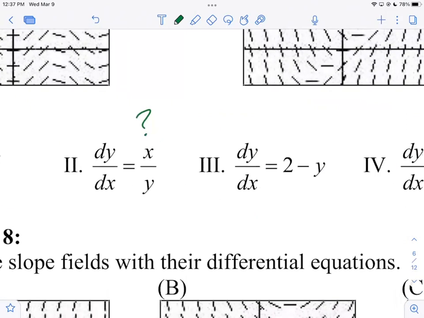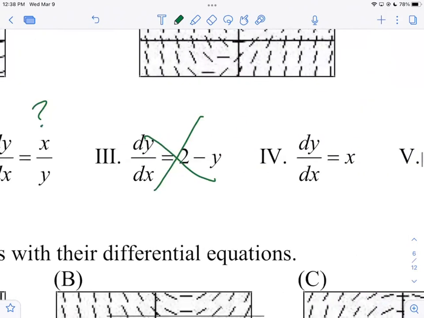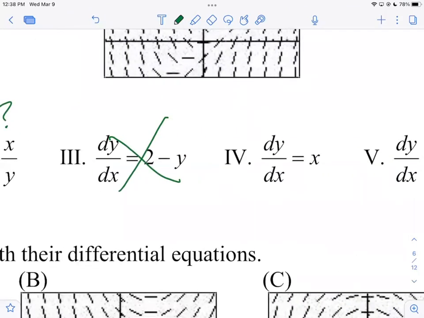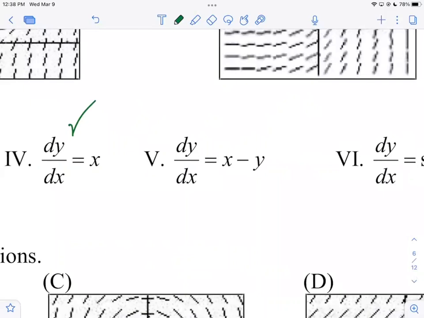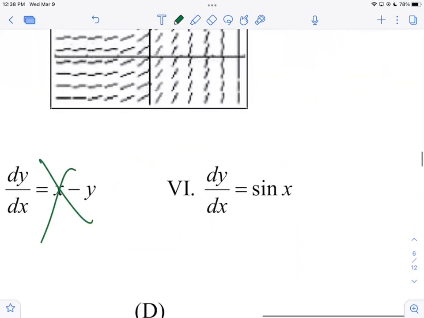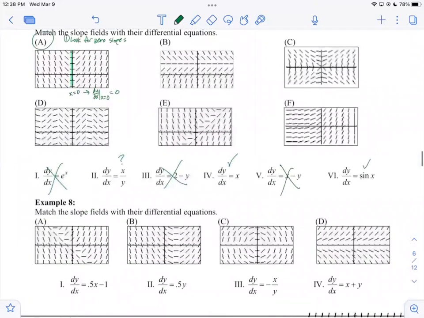How about this one? 2 minus, what the? There's not even an x in there. How is that supposed to be? No, sorry. How about this one? When x is 0, do I get 0? Sure do. And how about this one? Zero minus five is no. And how about this one? Sine of zero is zero. All right. So based upon that, we got it down to three.